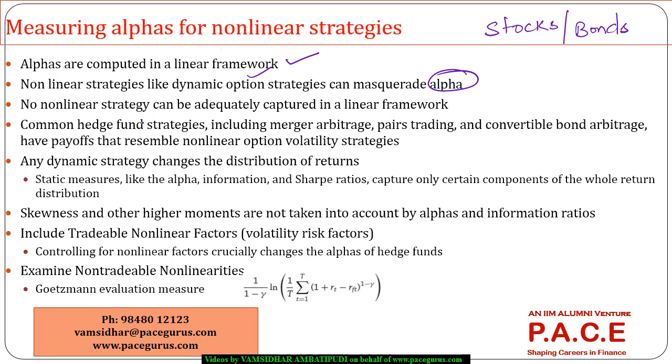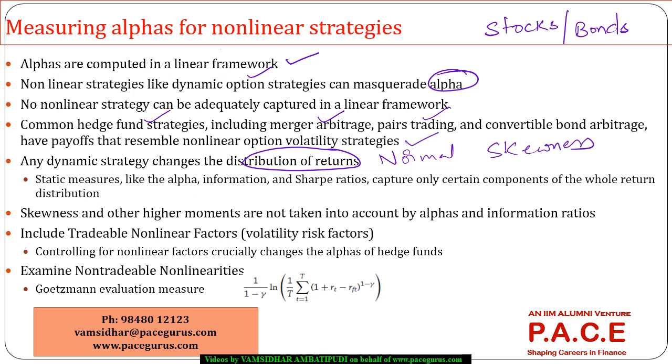Especially when we talk about hedge fund strategies, merger arbitrage kind of hedge fund strategy, pairs trading strategies, all these things, they are all non-linear. So in these cases, the alpha is much more problematic. It's because the overall distribution of the returns is no more close to normal. It's a heavily skewed kind of distribution.